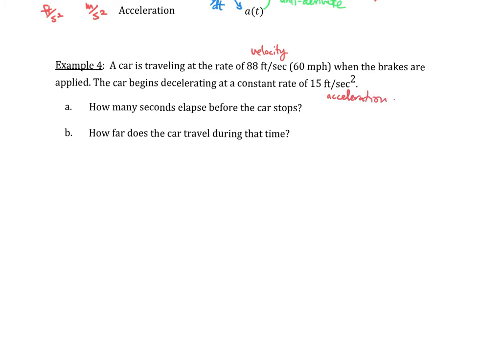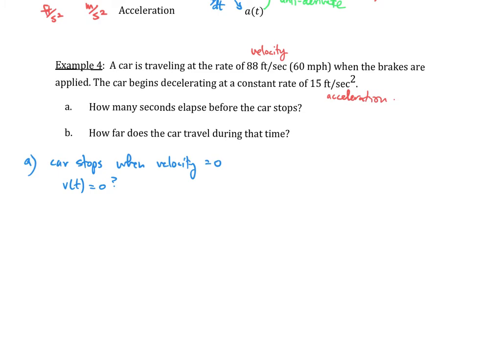Okay, so let's take a look at part A. Part A says, how many seconds elapse before the car stops? So when I think about part A, the first thing I think about is the car stops. The velocity is equal to 0. So what I really need to figure out is what's the time t when the velocity is equal to 0. That's really what we're trying to figure out here.